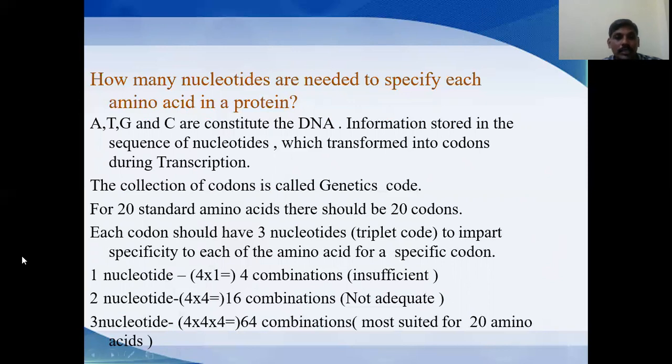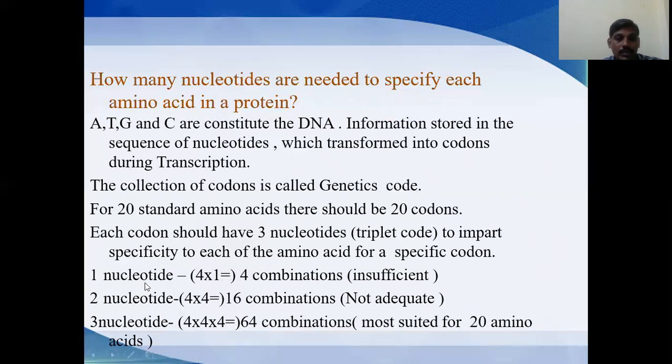Geneticists explained how many nucleotides specify an amino acid. If one nucleotide specifies an amino acid, there are a total of 4 nucleotides, so 4 into 1, 4 combinations. These 4 combinations recognize only 4 amino acids. That is why this is insufficient to identify all the amino acids.